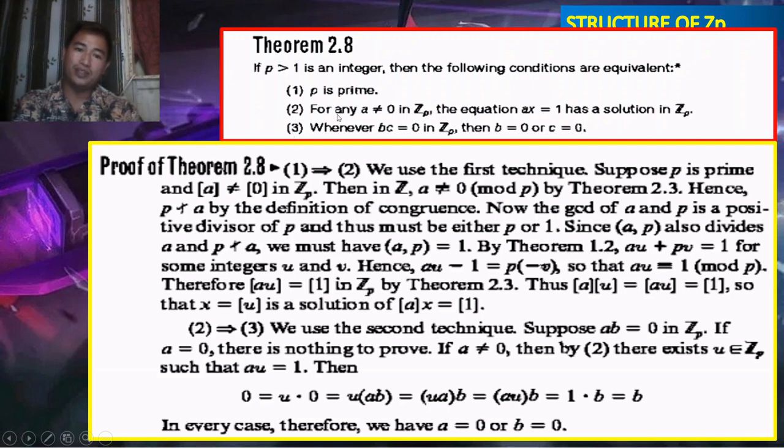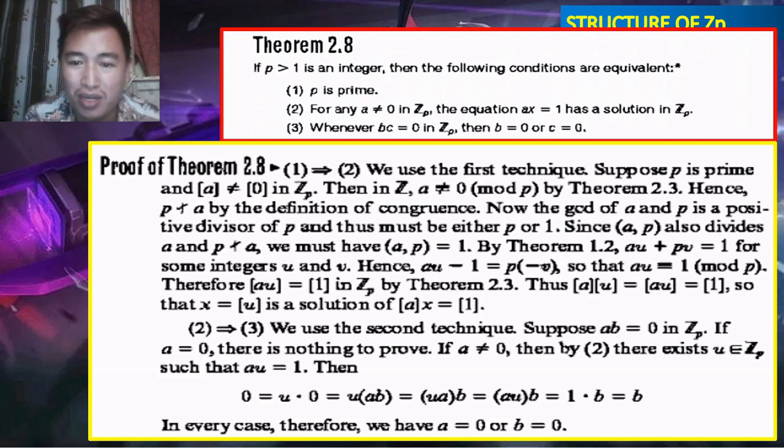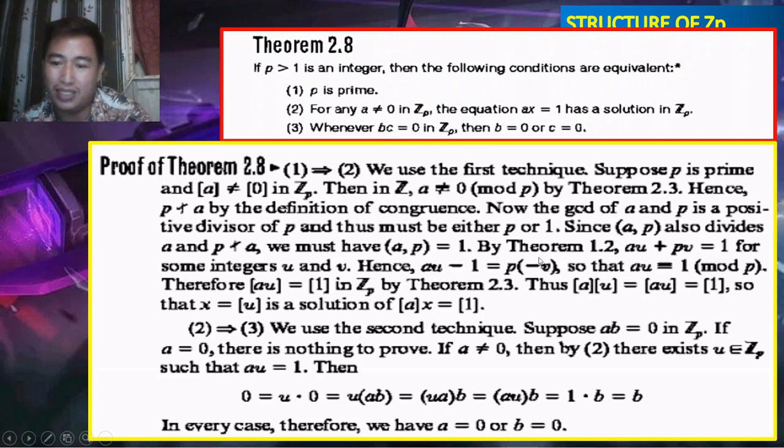Now, we suppose BC is equal to 0 in ZP, and we want to prove that B is equal to 0 or C is equal to 0. We use the second technique, where we remove the brackets. So, suppose AB is 0 in ZP. Then what we want to show is that A is equal to 0 or B is equal to 0. We just change the letters.